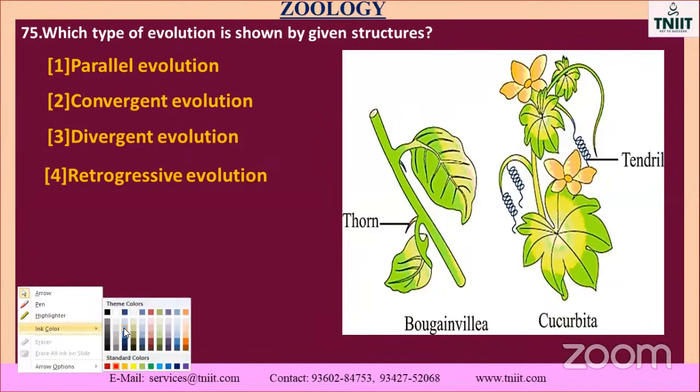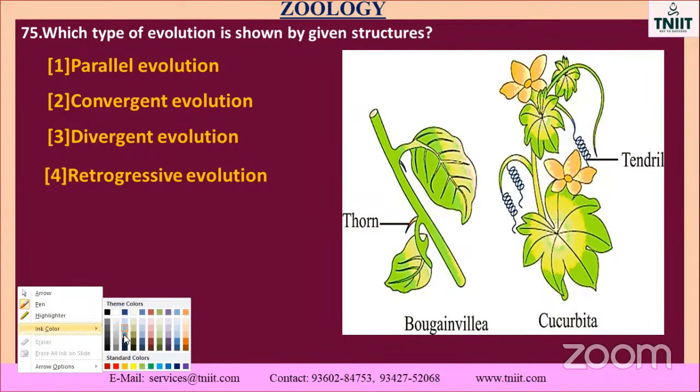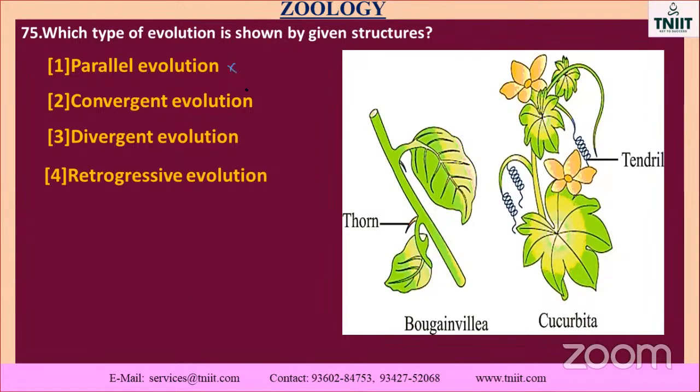So which one is the correct one here? Here parallel evolution will not come. This is also important. What about convergent evolution? Convergent evolution will not come. Divergent evolution is the correct one. Retrogressive evolution will not come.